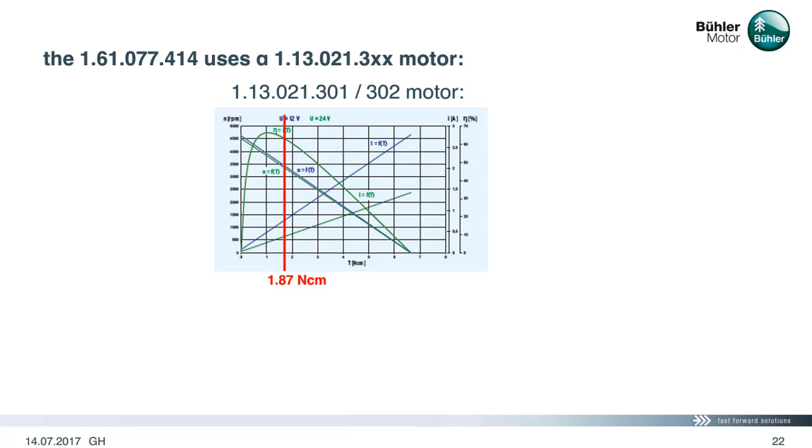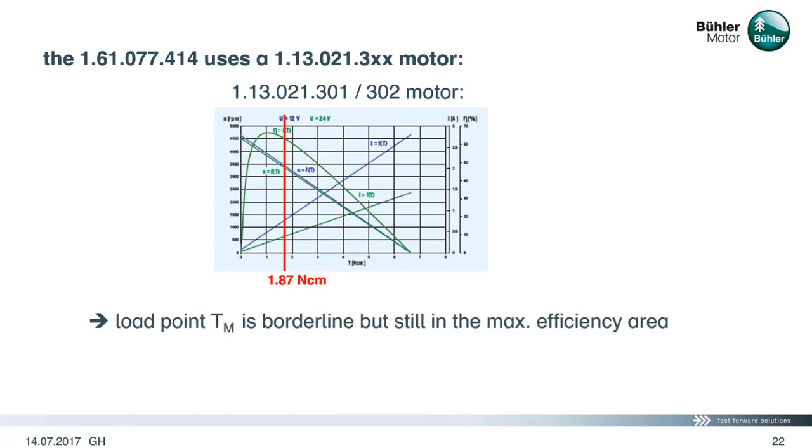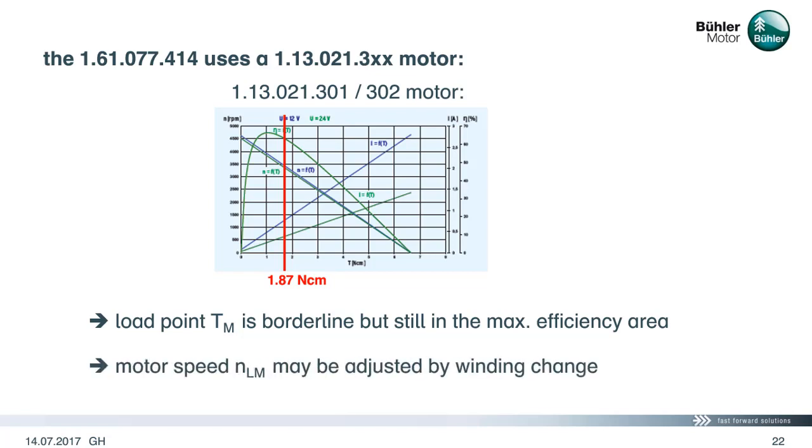If we draw in our calculated load point of T sub Lm of 1.87 Newton centimeters, we see that we are borderline but still in the maximum efficiency range of the motor. In order to reach the required motor speed perfectly, a winding change would be necessary. This adjustment of the motor performance would follow exactly what we have learned in session 2.